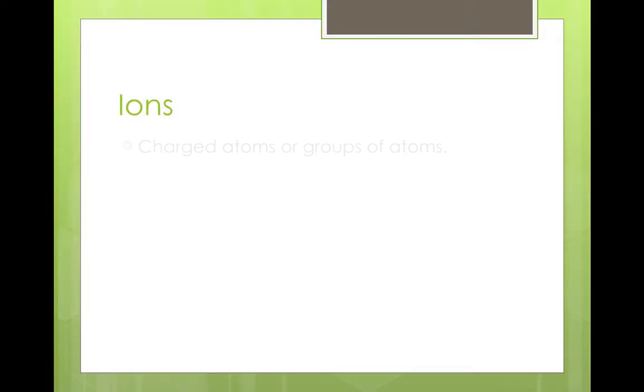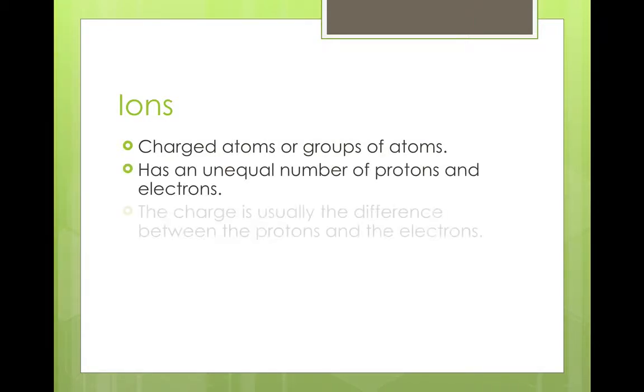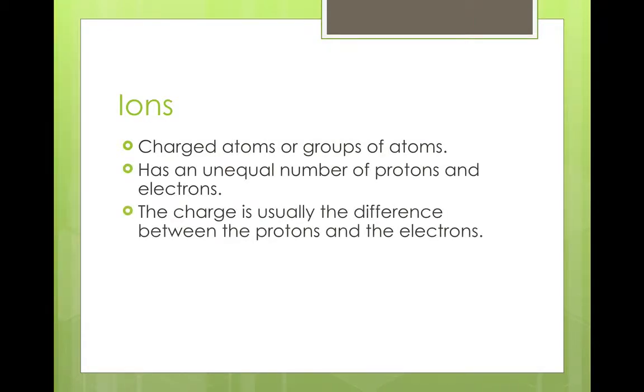So an ion is a charged atom. Up to this point we've talked about atoms that had the same number of protons and electrons, an atom that's balanced, that's neutral. What we're going to learn is that the number of electrons can change. And when the number of electrons changes, the charge obviously is going to change.